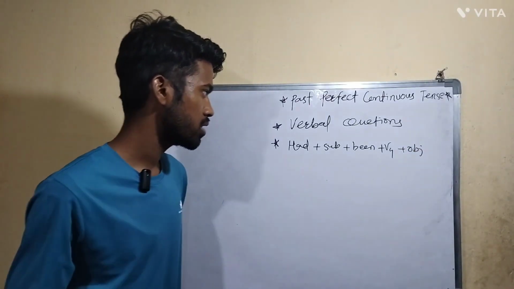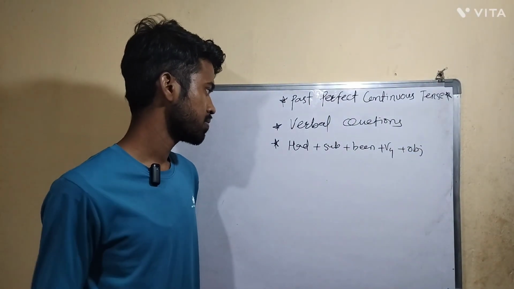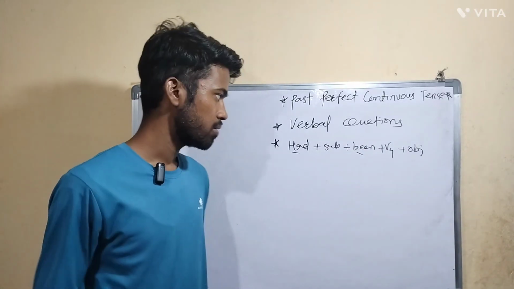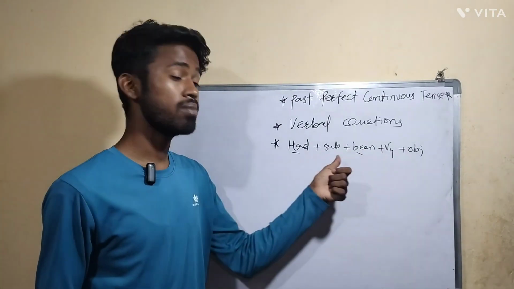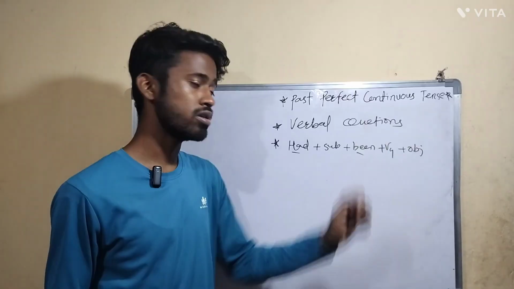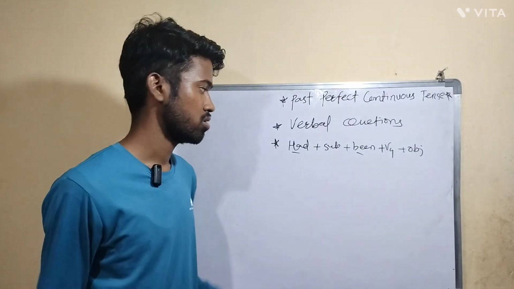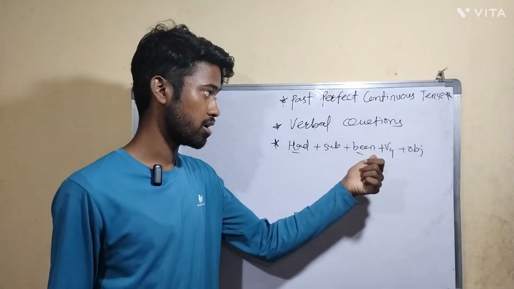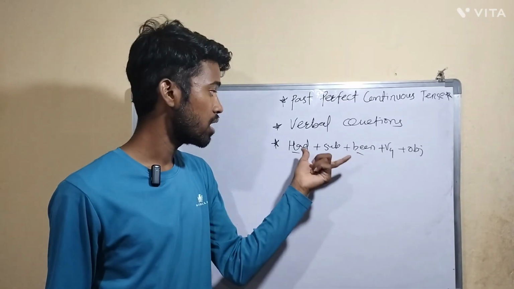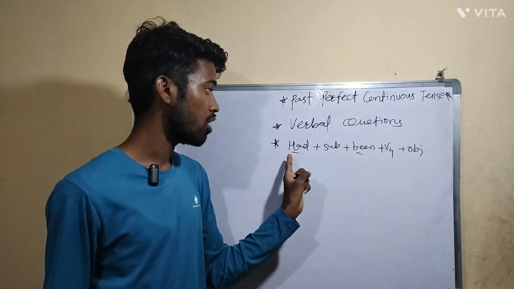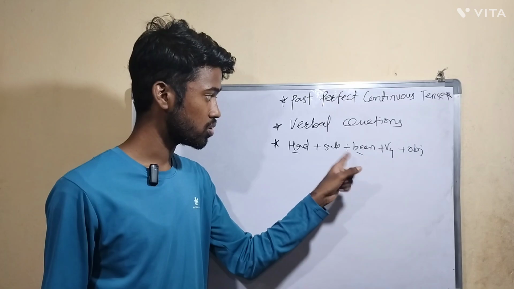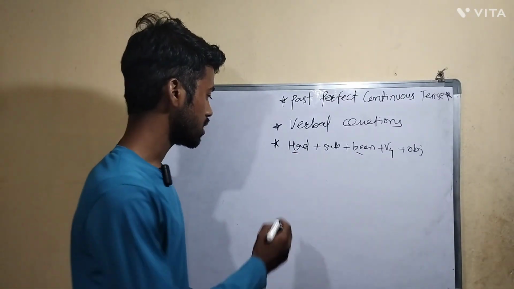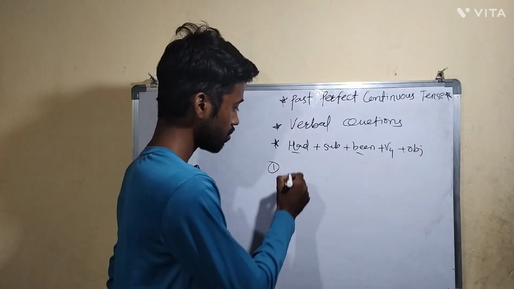Now many students make one mistake here. They use had been together. Means they will do had been plus subject plus fourth form of verb plus object, but that is wrong. First had should be there, after that the subject, and after the subject been. The subject is in between had and been, so don't use had been and after that the subject, that is wrong.